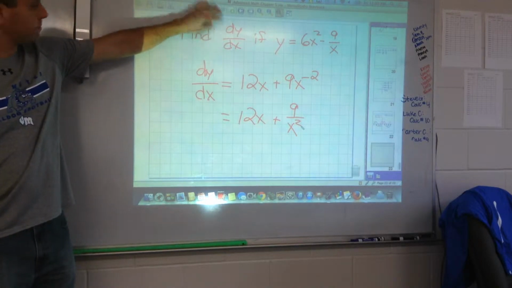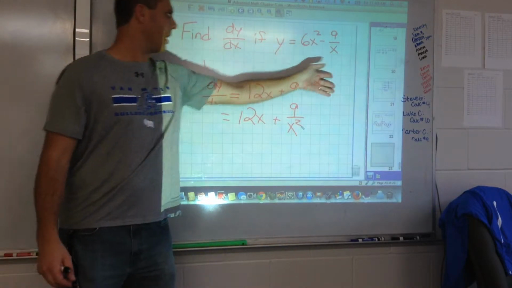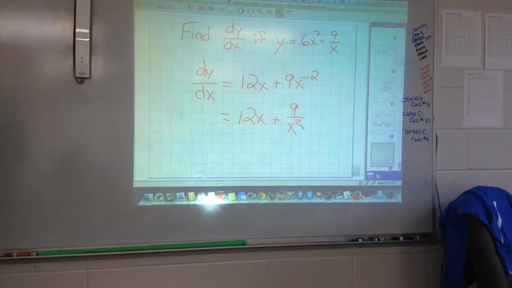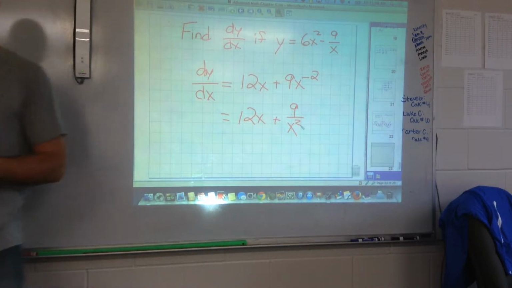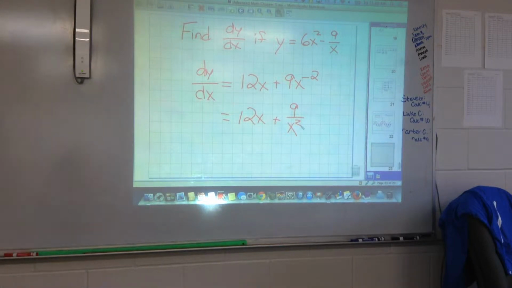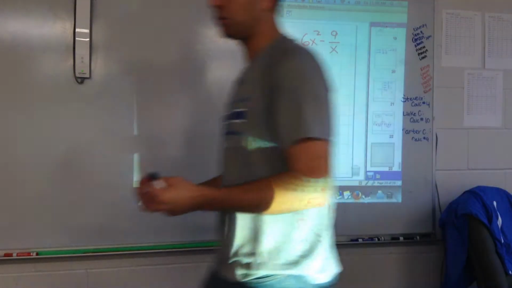Okay, so we have been finding the derivative all along, okay? The thing is, all of our equations that have been given to us for us to find the derivative of have all been written explicitly. Okay? And explicitly means they've all been written y equals, or f of x equals. Okay? They're all explicit functions.